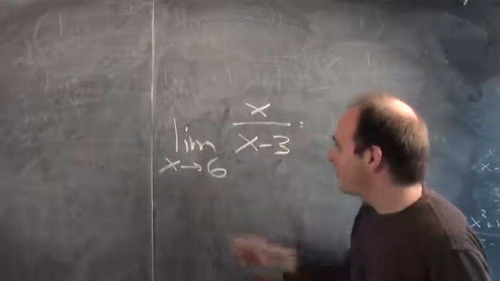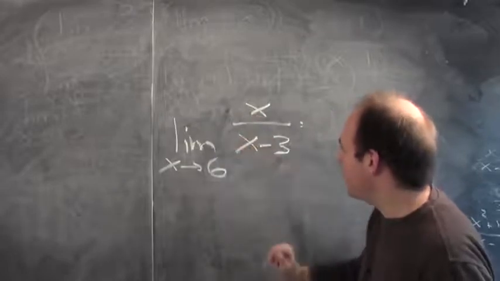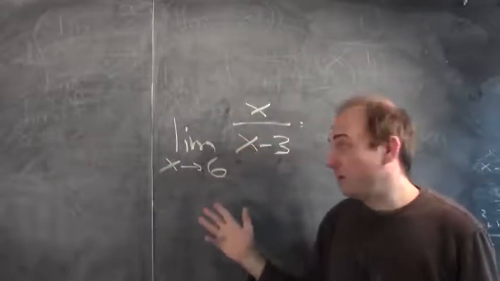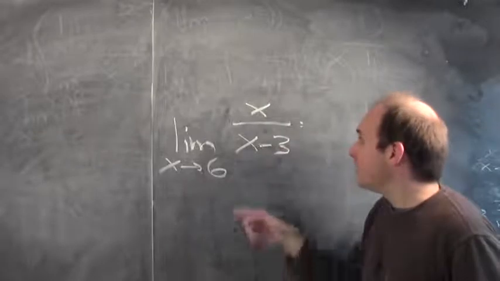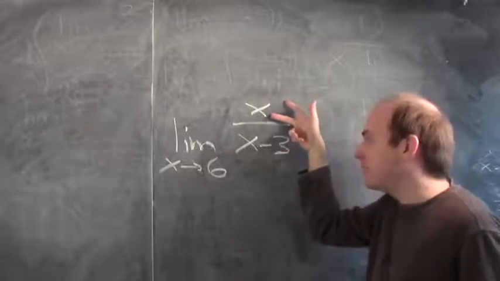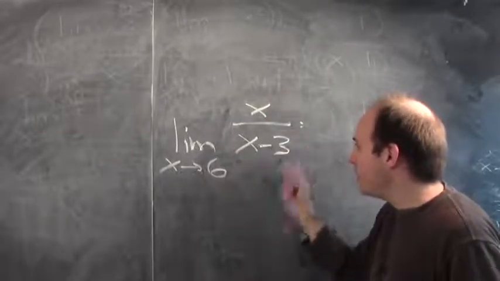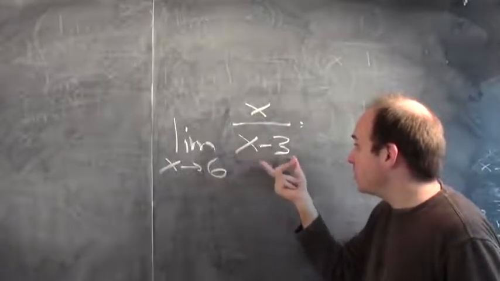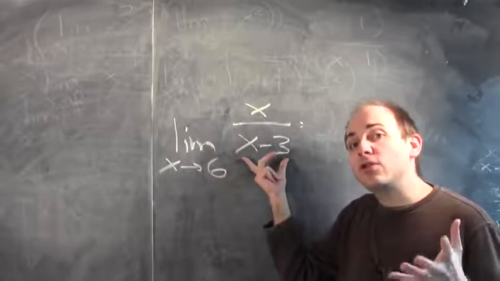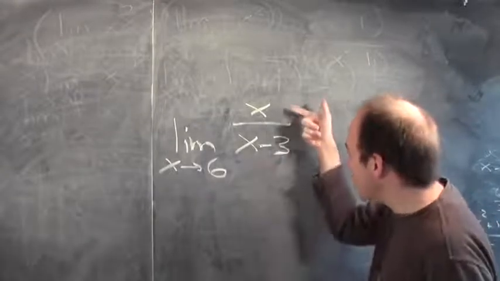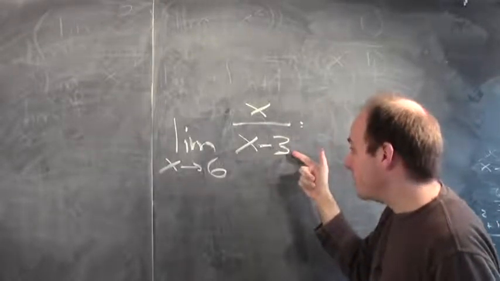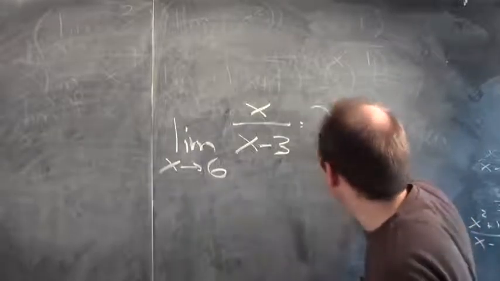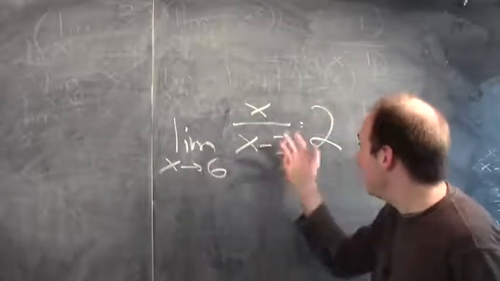Here's an example to think about. The limit of x over x minus 3 as x approaches 6. This is no problem, right? The numerator is a number close to 6, that's how we're thinking about it, and the denominator is a number close to 6 minus 3. A number close to 6 minus 3 means the denominator is a number close to 3. I've got a number close to 6 divided by a number close to 3. Well, that's a number close to 2. And indeed, this limit is equal to 2.